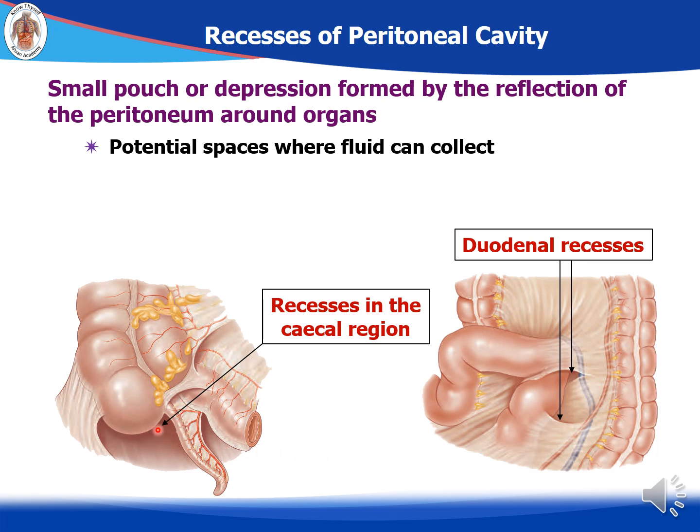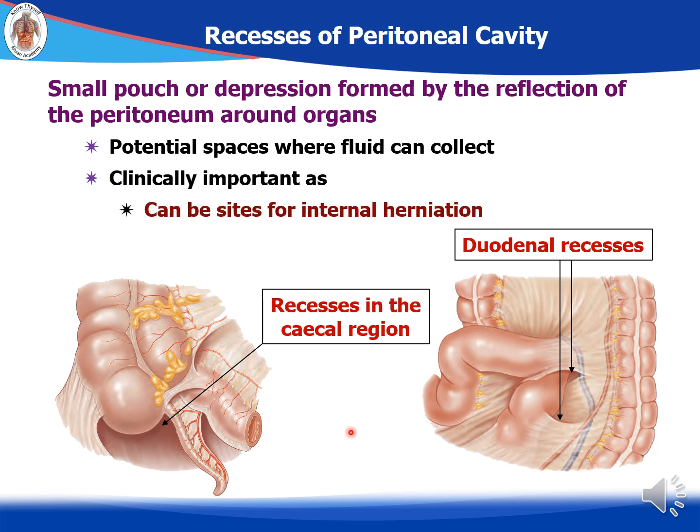So these are the potential spaces where fluid can remain collected. If there are polluted fluids in the peritoneal cavity because of disease, surgeons should take care of these areas, because the bad fluid may remain in these pockets. That should be clear. That's why these recesses are clinically significant.